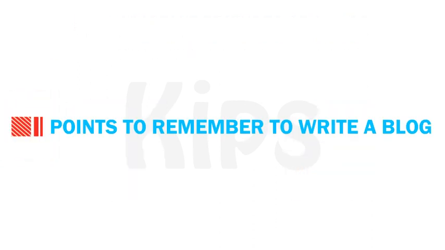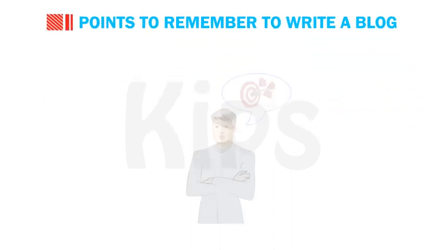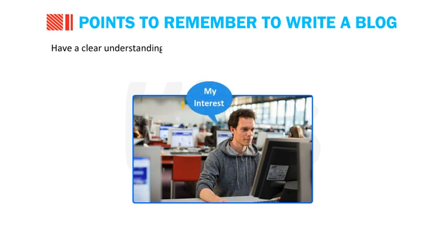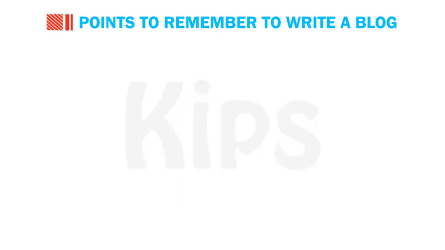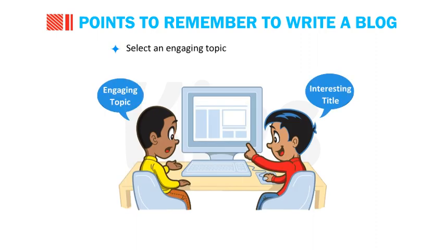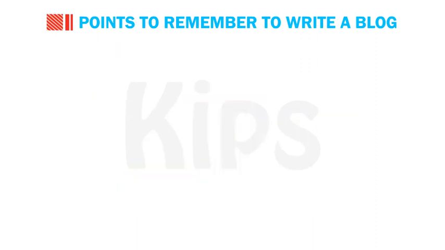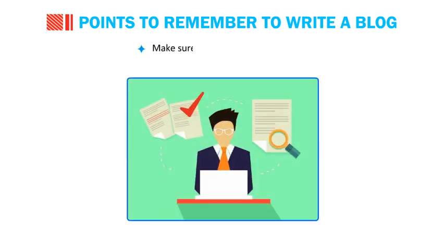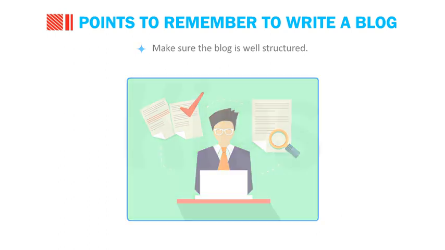Students, few points to remember while writing a blog. Understand your target audience. Have a clear understanding of their interests and what they want to know about. Select an engaging topic and then an interesting title. A prominent headline and an engaging opening statement is the key to attract people. Make sure the blog is well structured.